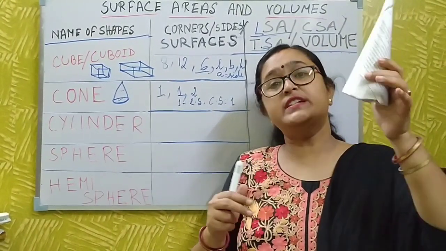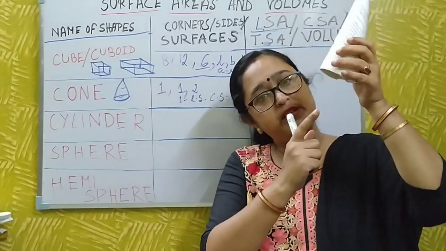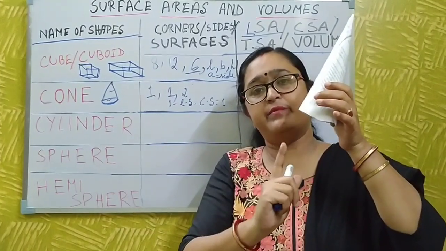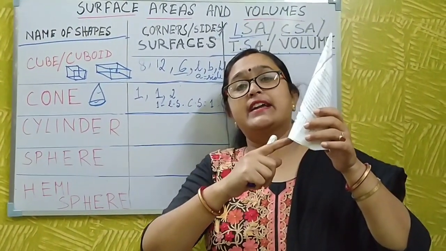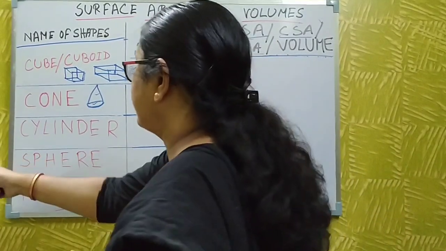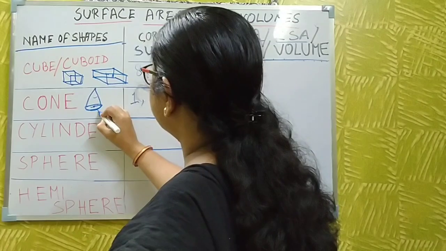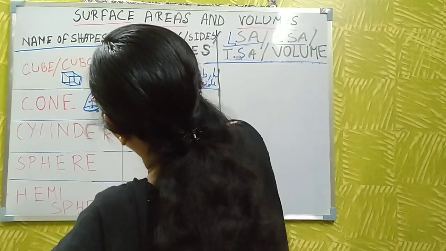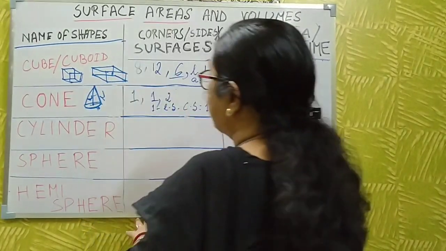Okay, now here, the bottom is a circle. A circle must have a radius. Here the dimensions are the radius, the height, and the slant height also. This is the radius, this is the height of the cone, and this is the slant height. Slant height is denoted as L.